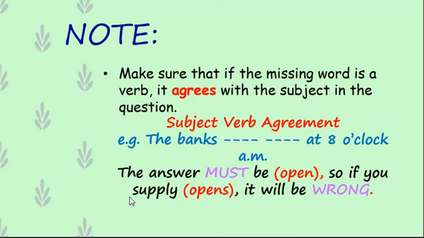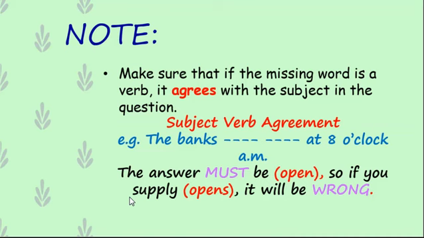Note, make sure that if the missing word is a verb, it agrees with the subject in the question. Subject-verb agreement is very important here. This tip tackles the grammar you should have before taking the IELTS reading test. Yes, it's reading, but grammar helps you. In what way? When I say "the banks ... at 8 o'clock a.m.," the answer must be "open" and not "opens." If you put s here, the answer will be wrong, although the same word is used.